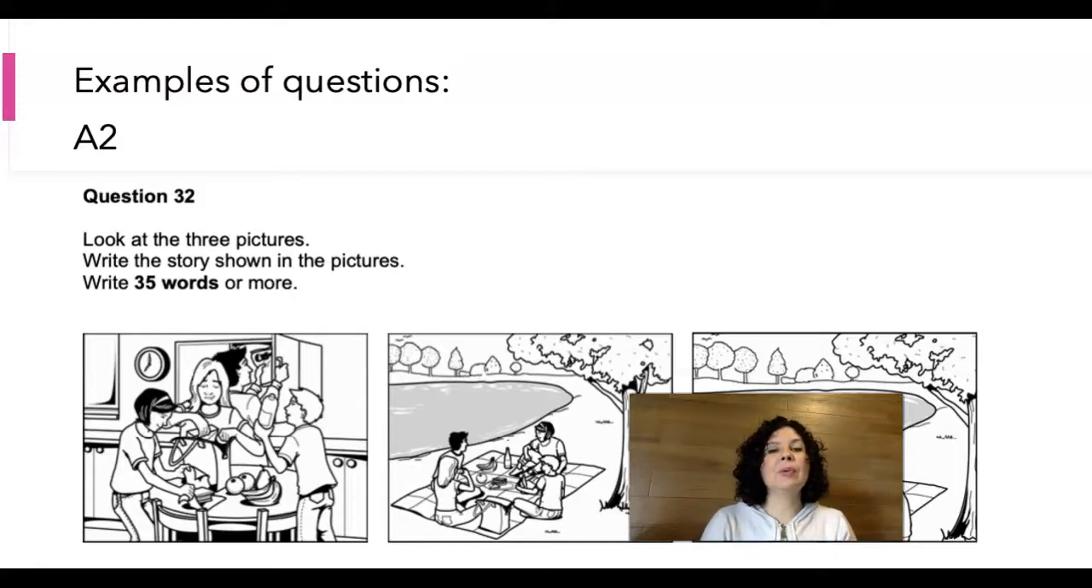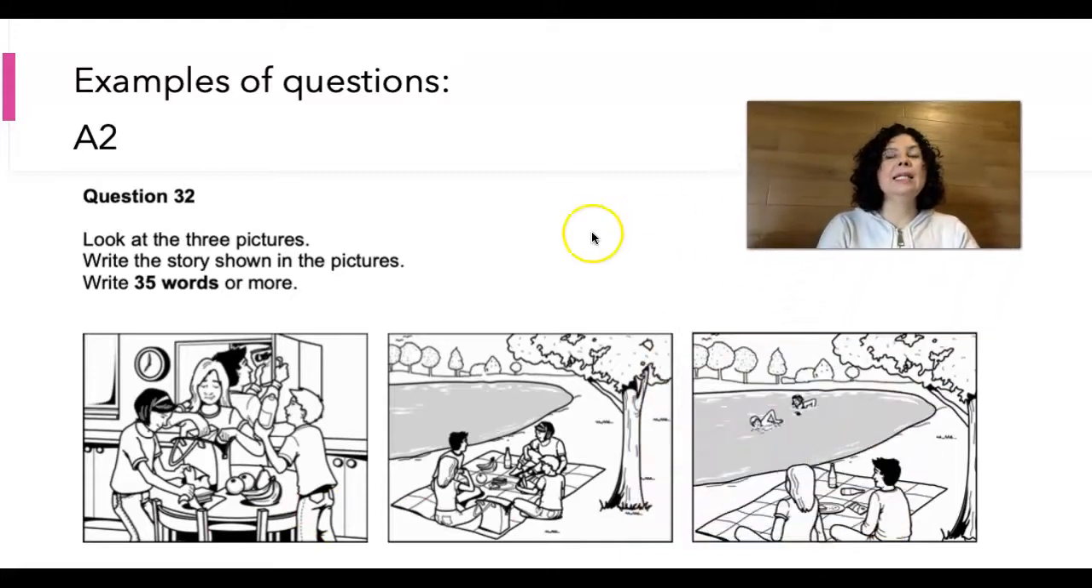Okay, another example. Look at the 3 pictures. Write the story shown in the pictures. Write 35 words or more. So in this case, our students or our candidates need to be able to write a narration by looking at the pictures. Okay, so you need to analyze the questions with the students. What do you need to do? How many words? Do you need to write about all the pictures or some of them? Can you make up the story? Can you add something else? Okay, all those things you need to analyze with them.